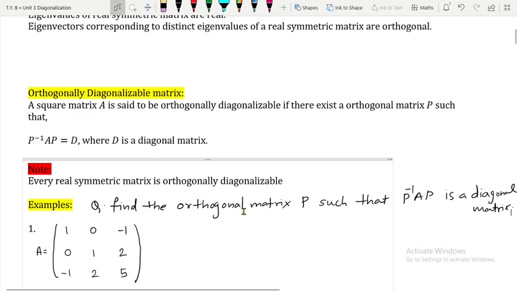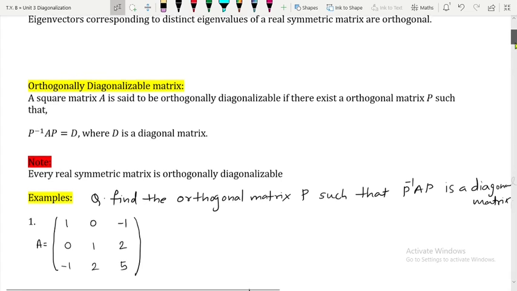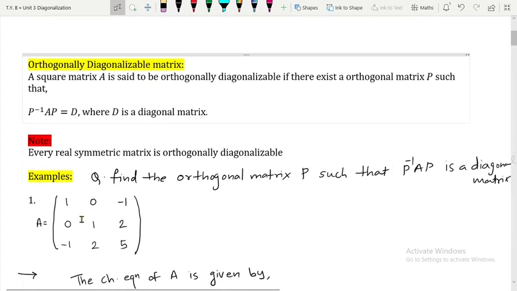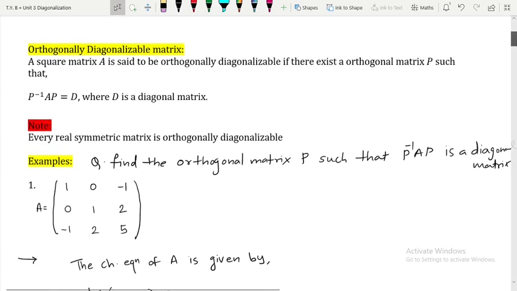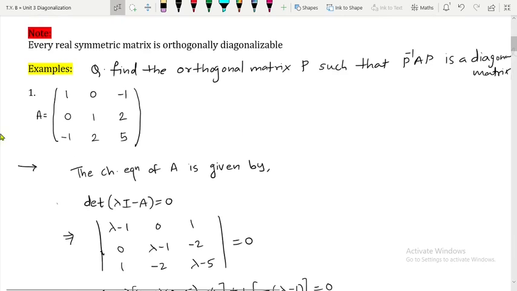So in this example, we have to find the orthogonal matrix P such that P inverse AP is a diagonal matrix. So chalo, let us begin then. I have already done a few calculations for you, which are routine work actually. This is a matrix. You can observe that this is a real symmetric matrix, so it is going to be orthogonally diagonalizable by using this note. Therefore, definitely we will be able to find an orthogonal matrix P such that P inverse AP is a diagonal matrix.